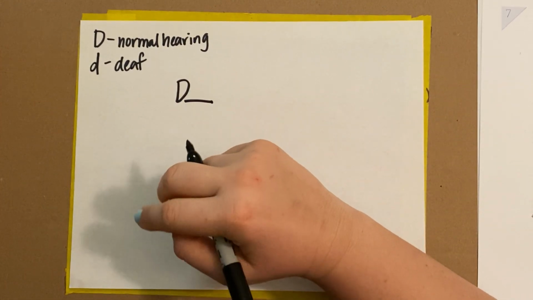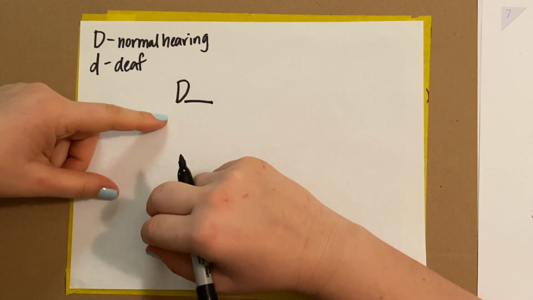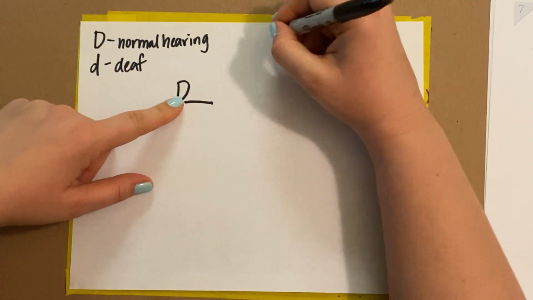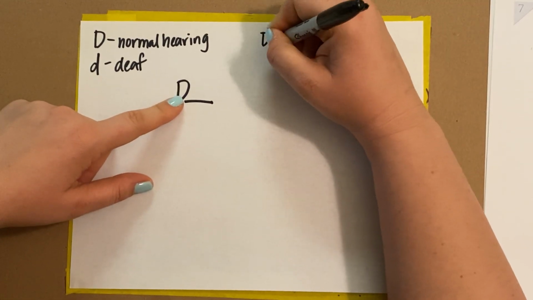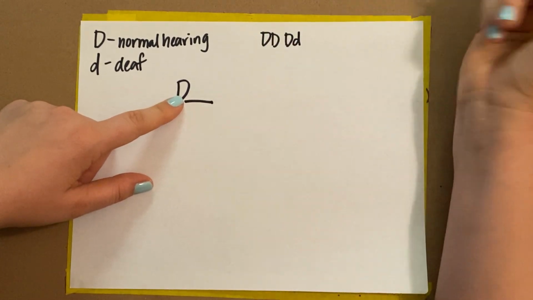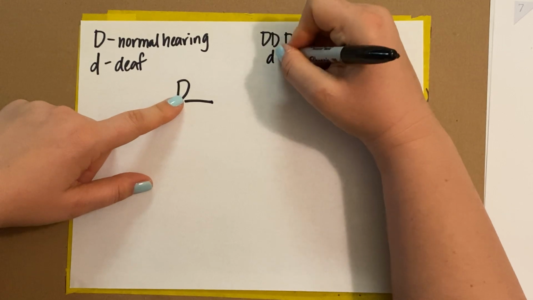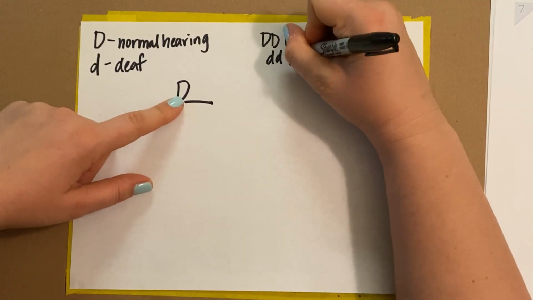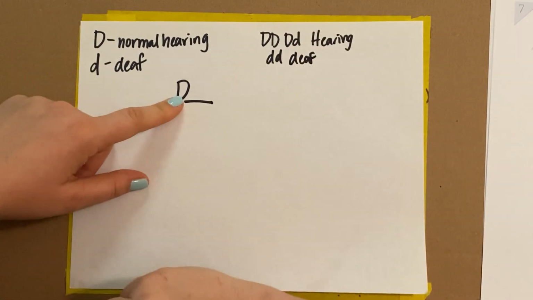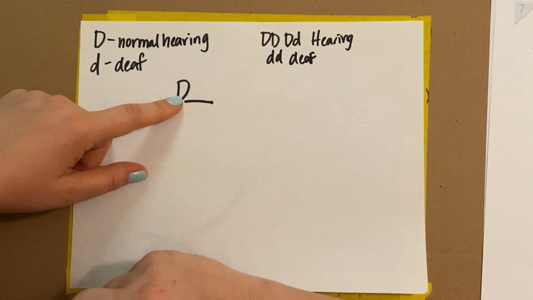We know that the dog can hear, so the owner knows that it could be, if a hearing dog, big D, big D, or big D, little d. So this is hearing. In order to be deaf, you have to have both of the little ones. However, they don't know what the dog's genotype is, okay?